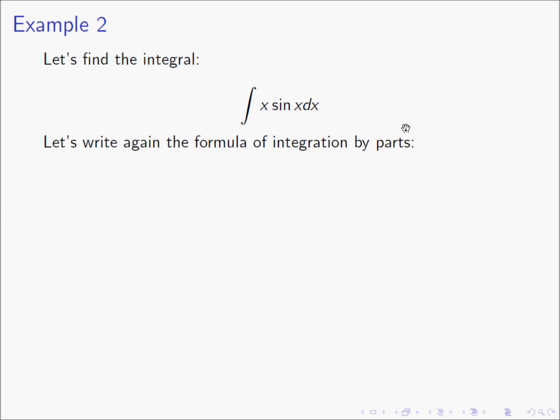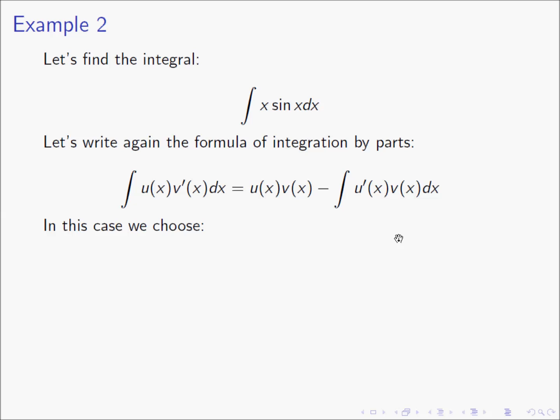Let's write again the formula of integration by parts. Here's the formula. So this example is very easy. We only need to choose the functions here, u of x and v prime of x, as they appear in the integral. So we choose u of x equals x and v prime equals sine of x. So we have that u prime is 1 and the integral of sine of x is minus cosine of x.